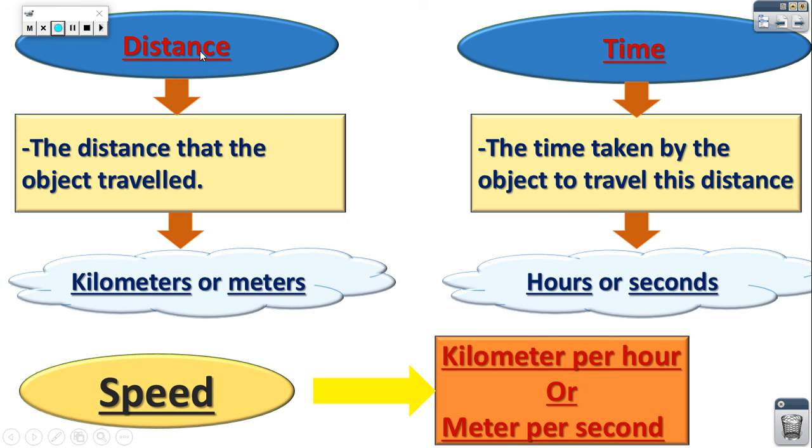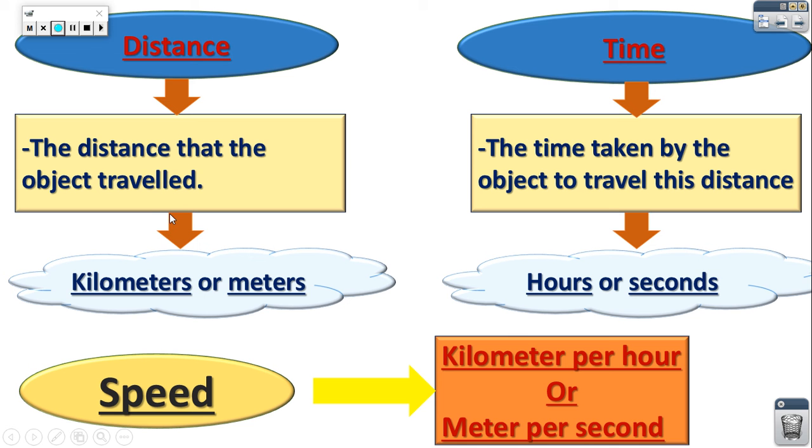What is the meaning of distance and time? If I moved from this point to this point, that's my distance. So distance is the distance that the object traveled. But the time is the time taken by the object to travel this distance. Like I finished a distance in, for example, 1 second. So that's the time. Okay?